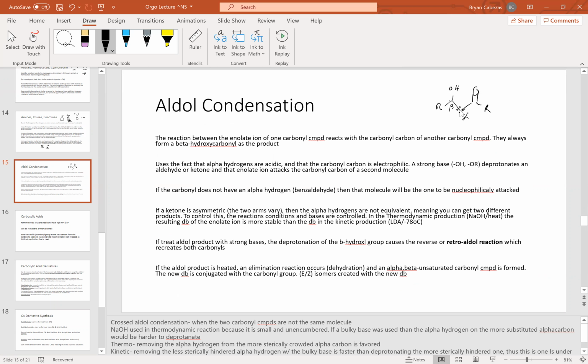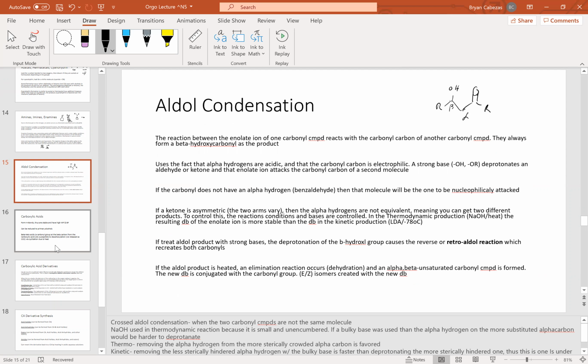What we're going to form is a beta hydroxycarbonyl from two carbonyl compounds, right? We're going to start off with two carbonyl compounds, and what's going to happen is we're going to create this beta hydroxyl carbon, right? So what does this look like?